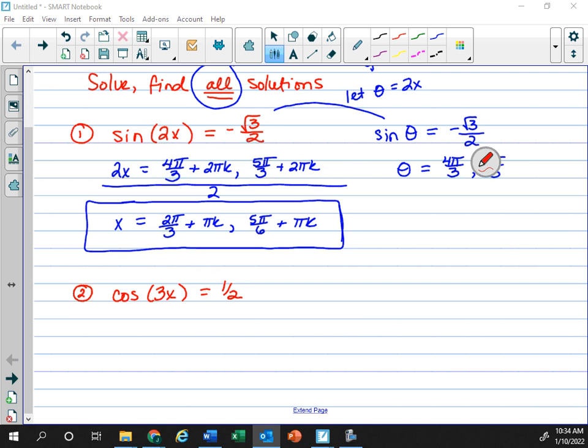Would you add 2 pi k or 3 pi k? Always 2 pi k because it's the distance around the circle, which is 2 pi. So good question.